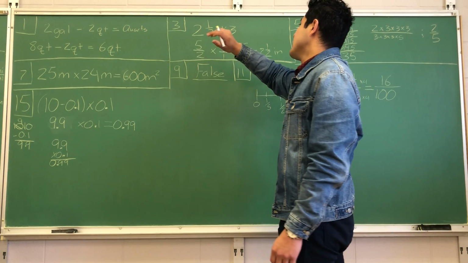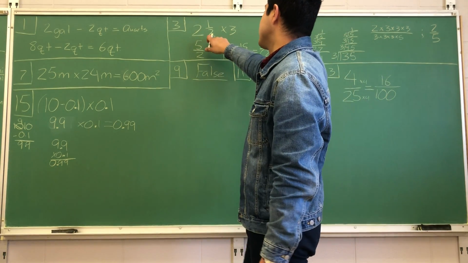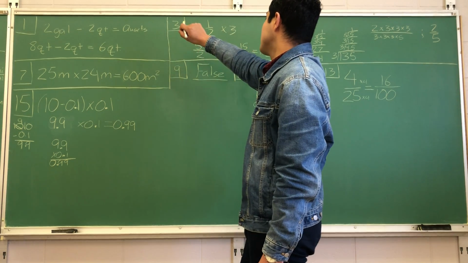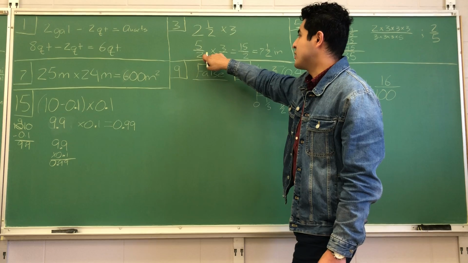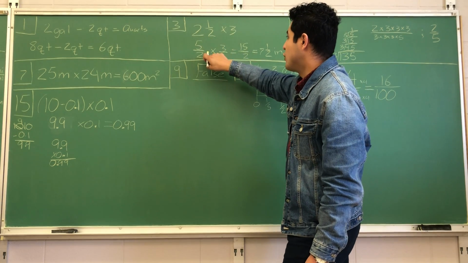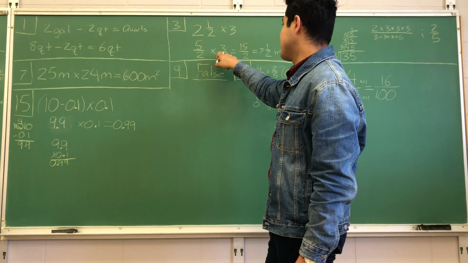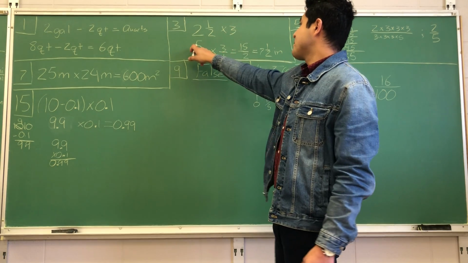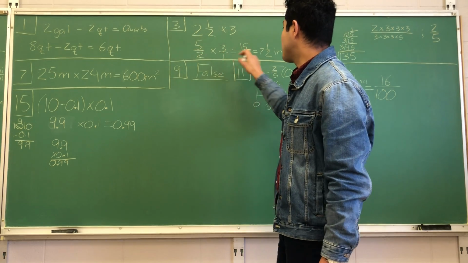When multiplying mixed numbers, we need to change the mixed number into an improper fraction. So we go ahead and do that. 2 times 2 is 4, plus 1 is 5. So my mixed number is changed into an improper fraction, 5 over 2. My whole number I'm going to represent as 3 over 1, okay? 3 over 1 is 3, okay? So now I can multiply my numerators. 5 times 3 is 15, 2 times 1 is 2.